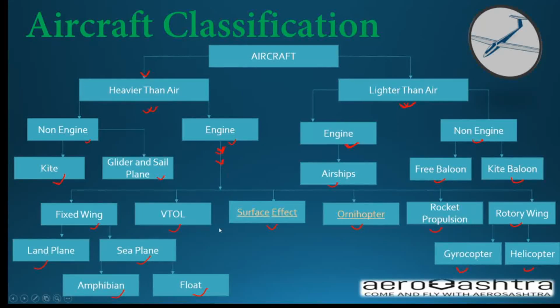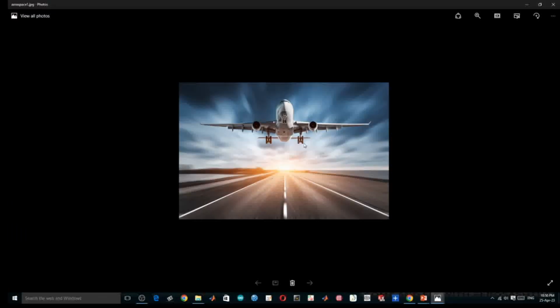On the engine side, fixed wing, we know what fixed wing is. This kind of aircraft is called fixed wing. Basically, fixed wing means the shape of the wing will be retained the same. It will not change its shape in flight. So these are the two kinds of classification. One is fixed wing and the other is morphing wing, which can change the shape of the wing basically.